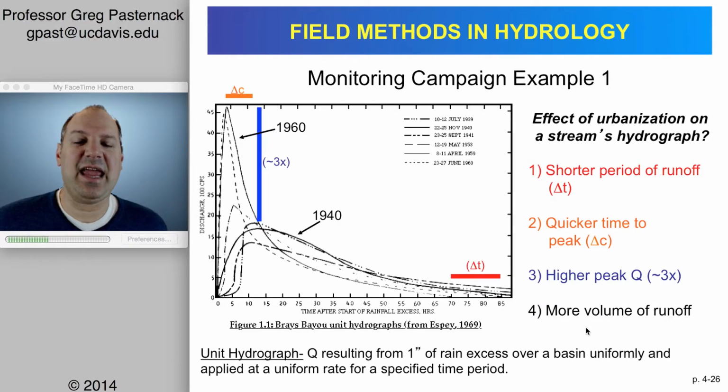Here's a classic example, sticking with the theme of urbanization, that shows the effects of urbanization on a stream's hydrograph. Before, the classic experiment showed that the start of runoff came sooner when we urbanized, and it didn't matter where we did it. If it was a low-intensity storm, we saw that effect. So there was data collected from 1939 to 1960 and published by Espey in 1969 that looked at Brays Bayou, which is one of the most densely urbanized areas in Texas. It's around Houston.